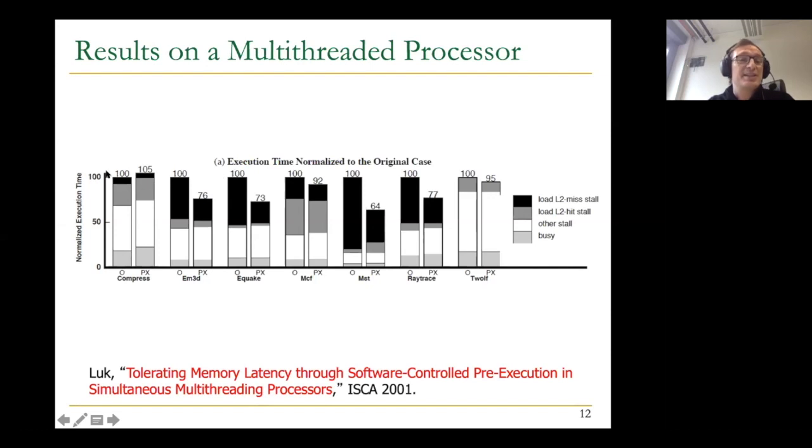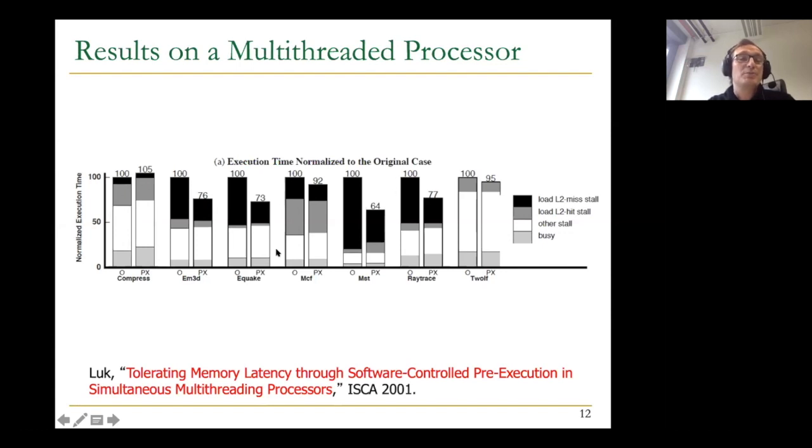Not in all cases, though. In this case, for example, the execution time increases, and there's a discussion in the paper. You can see that there's resource contention that happens between the main thread and pre-execution threads over here, and that leads to increased execution time. And also, you can see that this program doesn't necessarily have a lot of cache misses. It's very compute bound. So you need to be careful, basically.